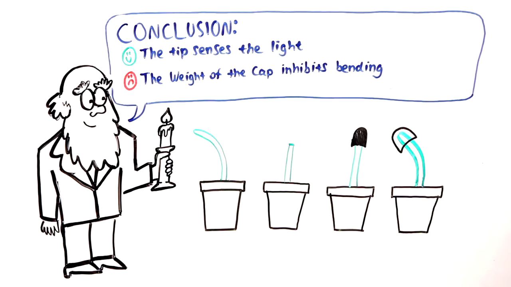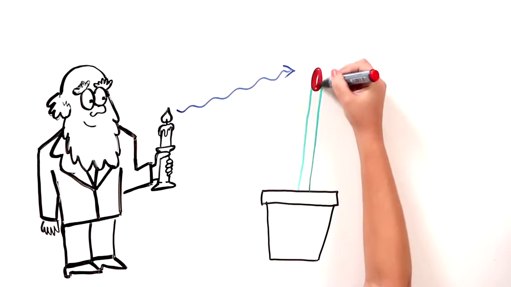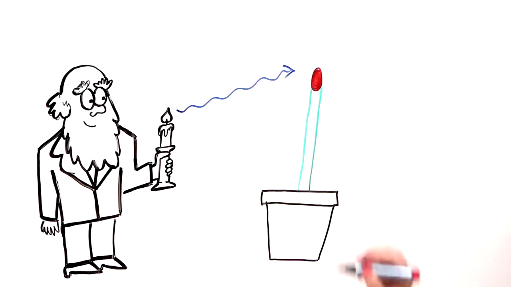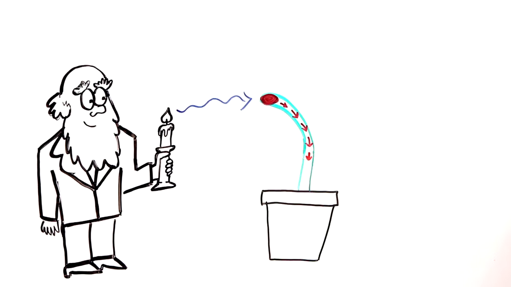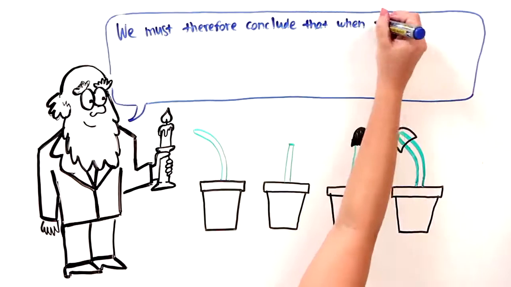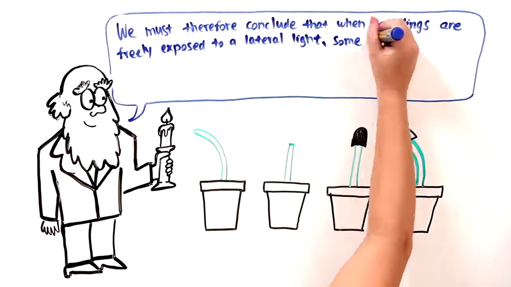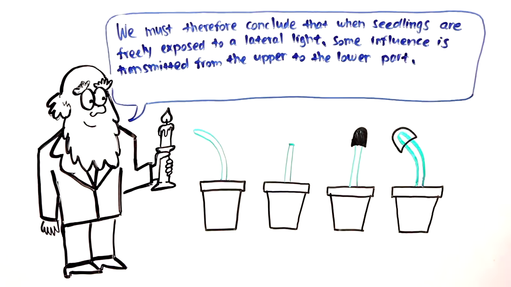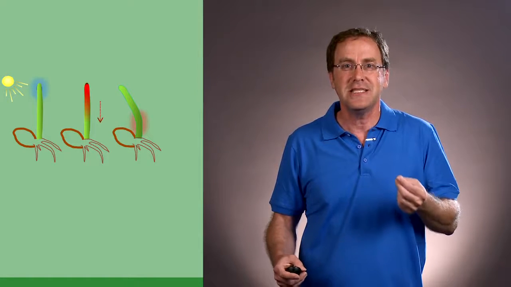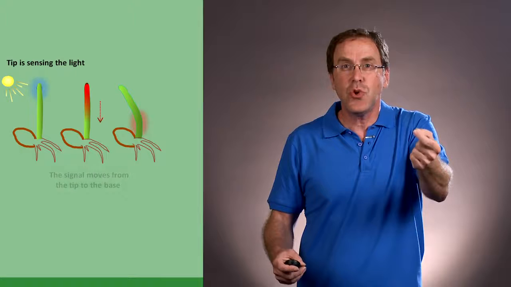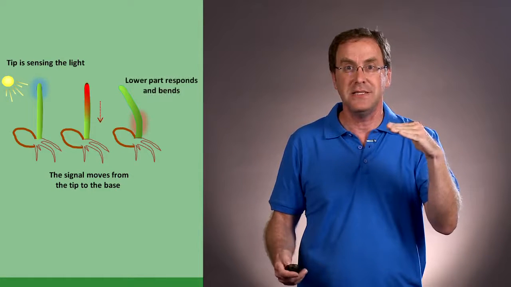So we can see here in a very simple experiment with no huge technology that was published in 1880, Darwin successfully showed that it's the tip of the plant that senses the light signal, and somehow or another, it transfers this light energy or this light signal down to the bottom part of the plant, and that's where the bending occurs. So Darwin concluded that a signal moves from the tip to the base. In his own words, we must therefore conclude that when seedlings are freely exposed to lateral light, some influence is transmitted from the upper to the lower part, causing the latter to bend. Again, that's very verbose. What's he saying? That there is some way that the tip is sensing the light, is transducing a signal to the lower part, which is causing it to bend.